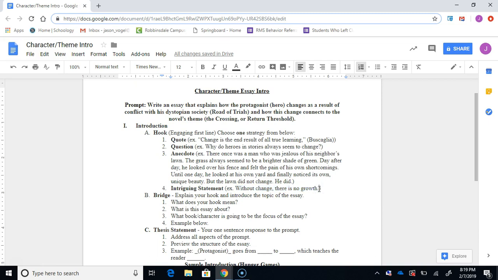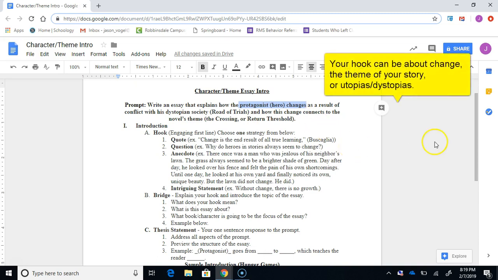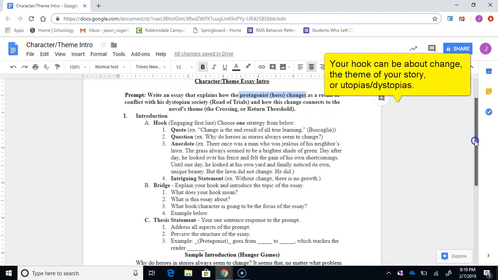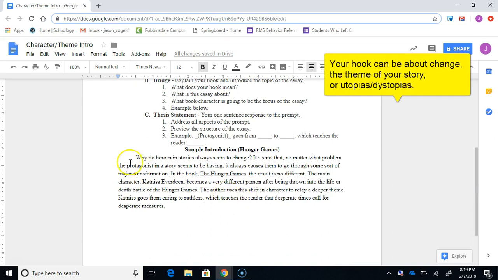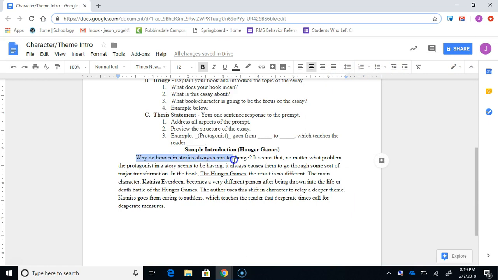All of my options here have to do with change because that is the prompt of my essay. We're looking at how the protagonist changes. So I decided to look at everything involving change. At this point, you should write your hook for your essay. I decided to go with the question, why do heroes in stories always seem to change?